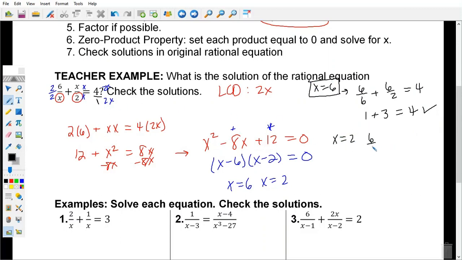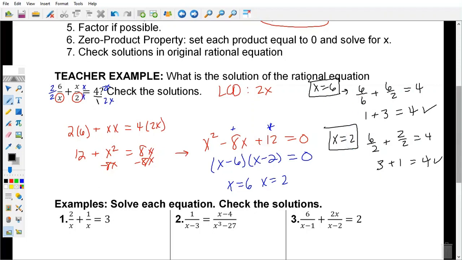So we have 6 over 2 plus 2 over 2. And we want to know, does it equal 4? We get 6 over 2 is 3, plus 2 over 2 is 1. And that equals 4. So we know our two answers are x equals 6 and x equals 2.